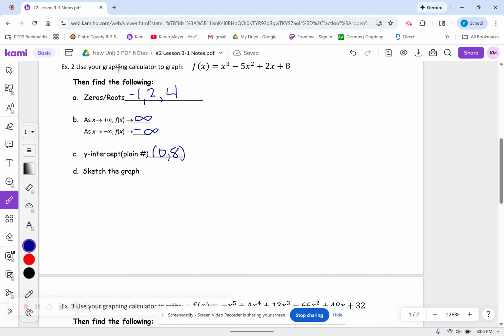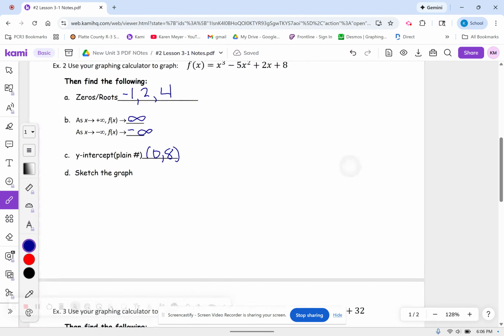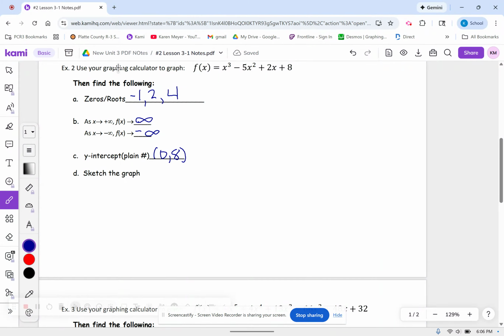Or if you go back up into your equation, you will notice if I plug zeros in for each one of my x's, because we know x is 0, then your y-intercept should just be your plain number. That's why it says right down here, plain number, which our plain number is 8. So it should be the very last number in your equation, which is 8. So if you don't want to go to the t-table, then this plain number at the end is going to be your y-intercept.